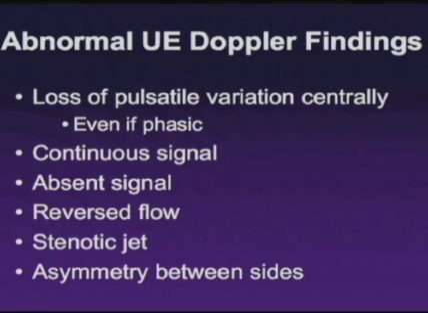So what criteria can we use for abnormalities? Well, if the pulsatile variation is lost, even if respiratory variation is present in the central veins, that is abnormal. Obviously, more profound blunting of the signal, such as a continuous signal or an absent signal, is also indicative of abnormalities. One of the aspects of the upper extremity is that collateral flow can happen, and so the normal obstructed signal may not be present, but the vein may just show flow in the reverse direction.